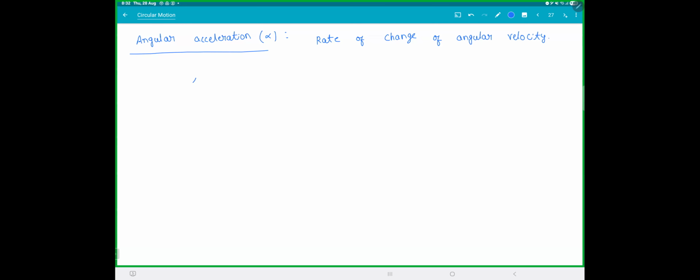Straightforward definition. So alpha will be d omega by dt. Can also be written as omega d omega by d theta. It kind of looks like a is equal to v dv by ds. Alpha average will be omega final minus omega initial by time.